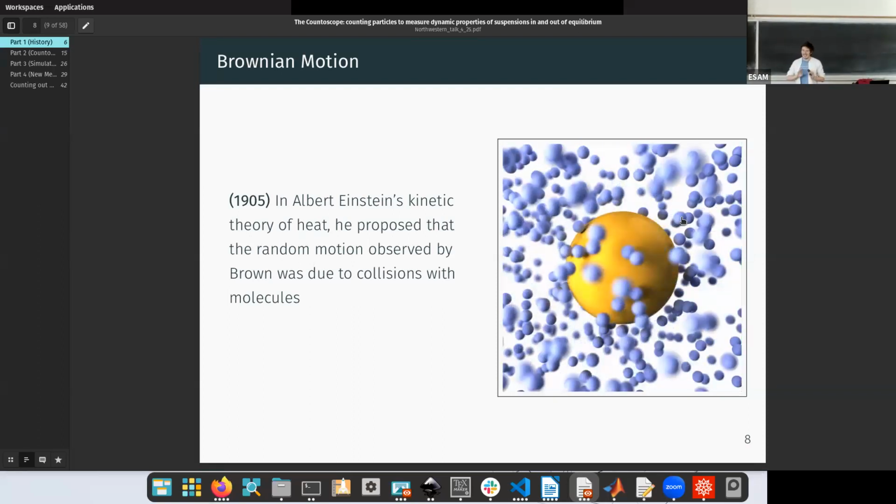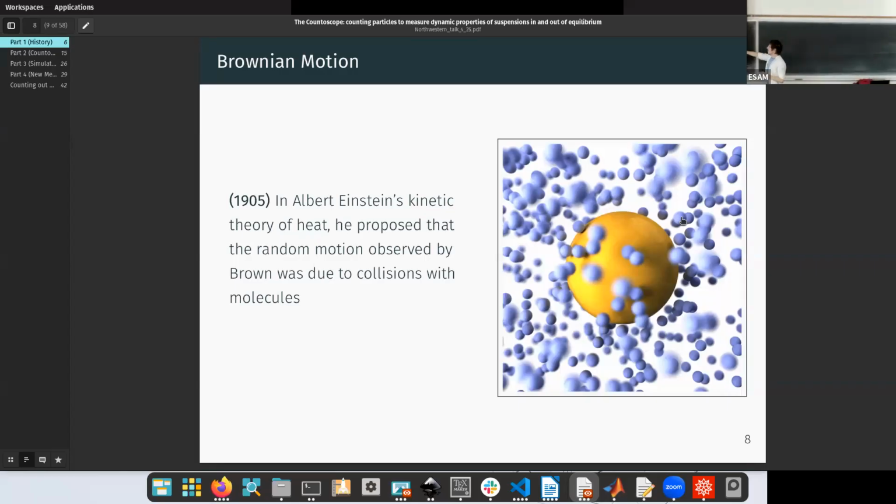I admit my lack of historical knowledge. At the outset of this project, I was shocked to find out that this 1905 paper from Einstein, where he really proposed that diffusion was coming from molecular collisions, is widely considered to be the first real evidence for the atomistic theory of matter, which is wild. So this was an important paper.